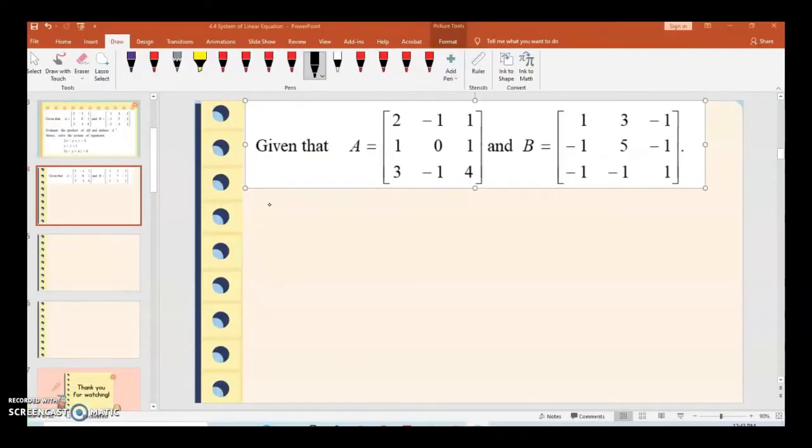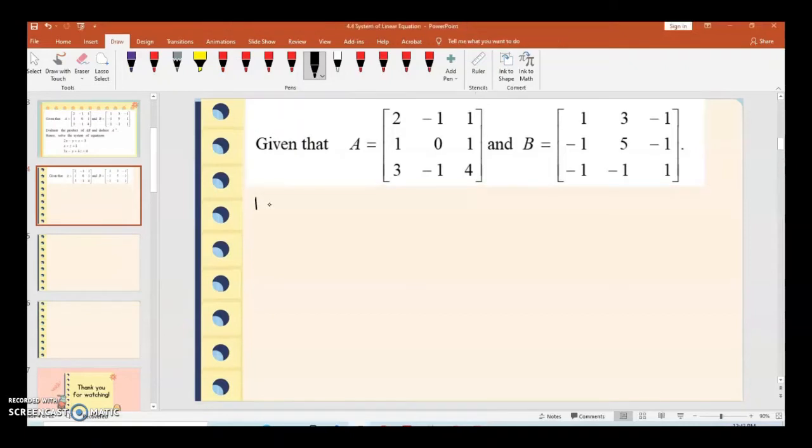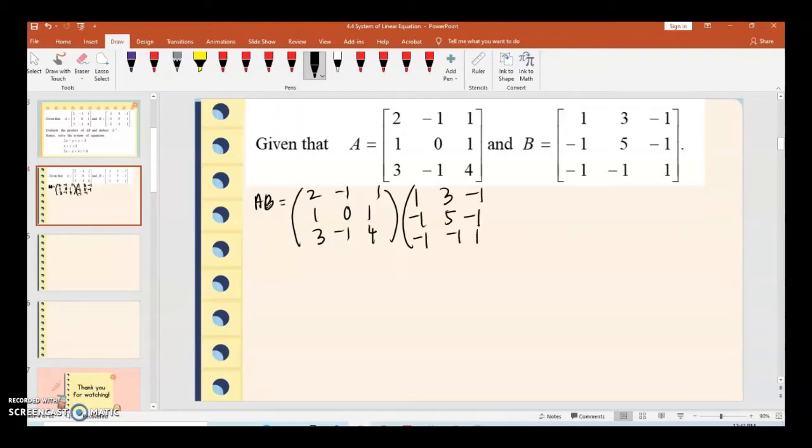Okay, first we are going to find A multiplied by B. So for A multiplied by B, we write down matrix A first: 2, negative 1, 1, 1, 0, 1, 3, negative 1, 4. And then we put matrix B: 1, 3, negative 1, negative 1, 5, negative 1, negative 1, negative 1, and 1.